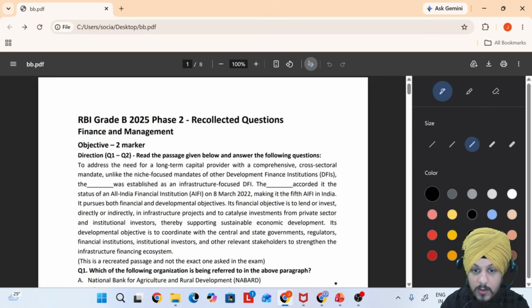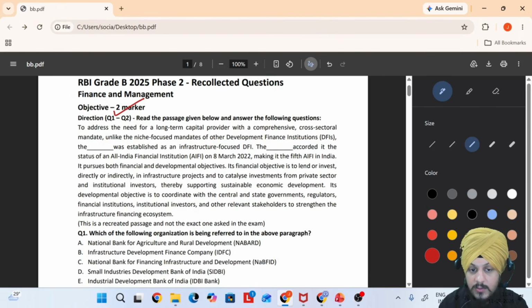So question number one, as you can see it over here, it was asked in the form of a passage. You had to read this lengthy passage, and based on that you had to answer the questions. So if you read the question number one passage, it basically says that to address the need for a long-term capital provider with a comprehensive cross-sectoral mandate, unlike the niche-focused mandates for the other DFIs, the DFI was established as an infrastructure-focused development financial institution, and the RBI accorded it the status of All India Financial Institution on 8th of March 2022, making it the fifth AIFI.